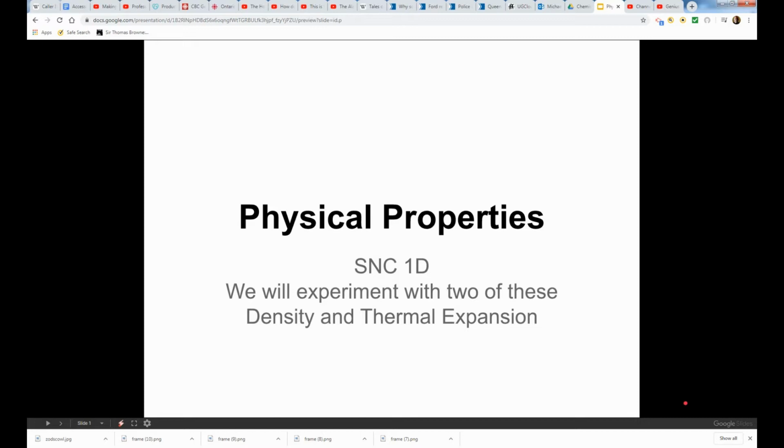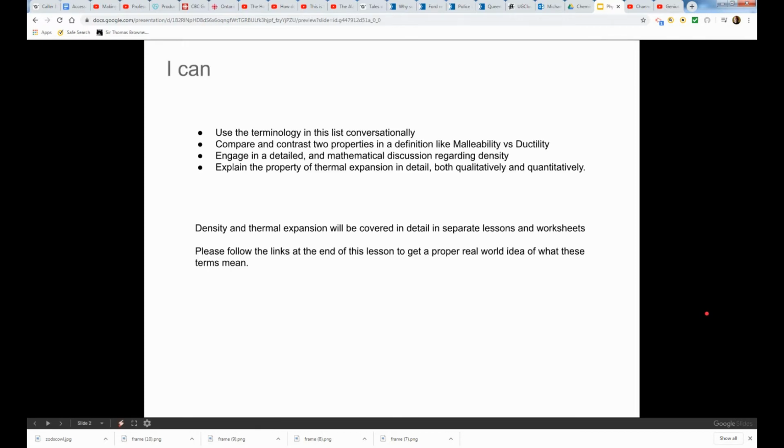They were on the classroom wall, so if you were ever bored and weren't texting and you were looking up and to your left, they were across the top of the classroom, if you remember a thing called a classroom. So we're going to look at density and the two sort of quantitative things we're going to play with in chemistry. And what I want you to be able to do is use the terminology on this list, compare and contrast two properties, like be able to say what's the difference between malleability and ductility.